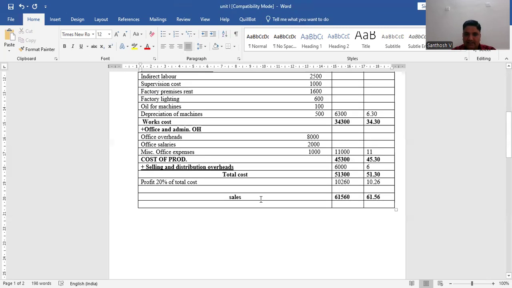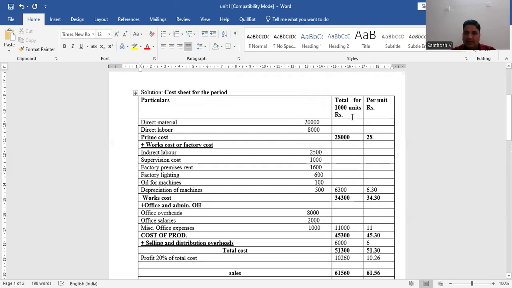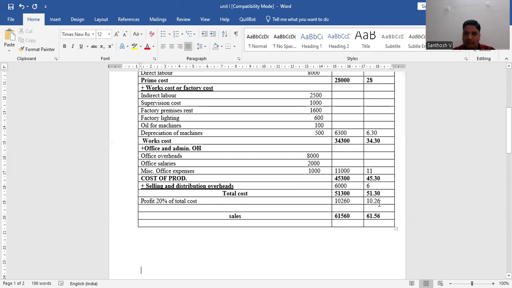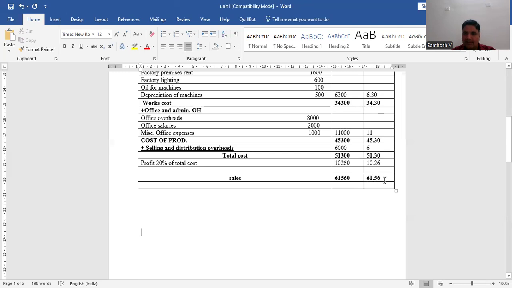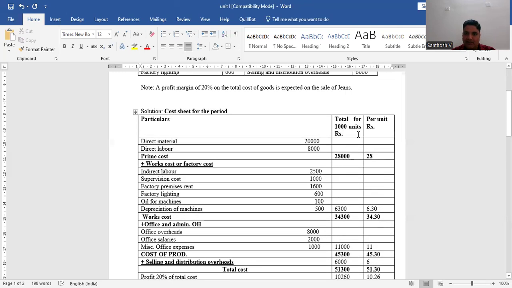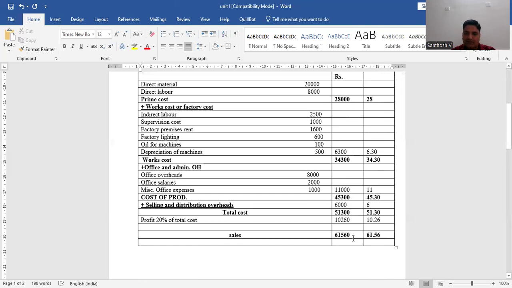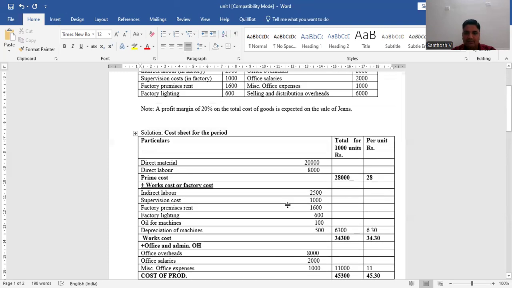See here, the sales is not given. When the profit is given as 20% on total cost, we calculated on the total cost, 10,260 we got, and then 10,260 divided by 1,000 units, in the sense you got 10.26. And then finally we got the sales of 61,560, and 61.56 if calculated per unit. If they calculate for 1,000 units, in the sense 61,560. Okay, this is the simple answer.